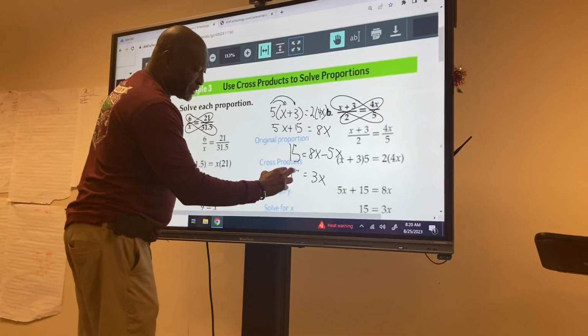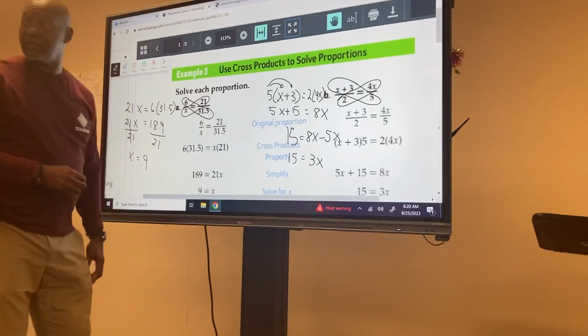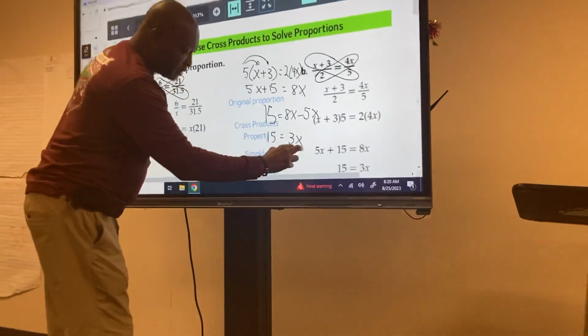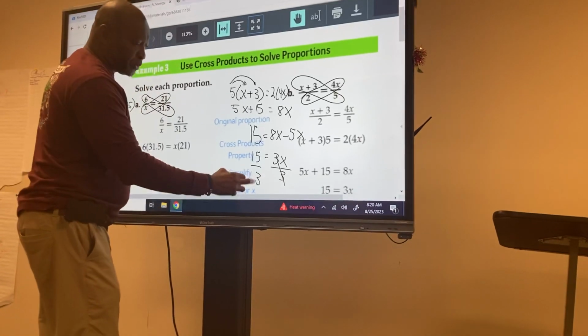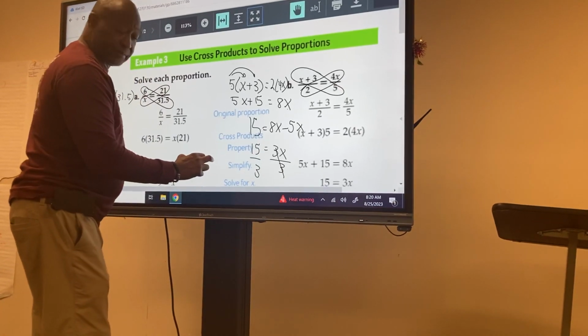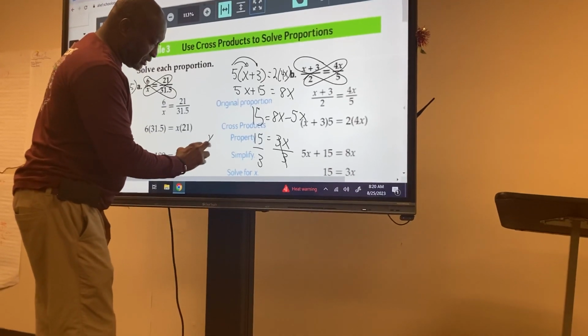And this remains 15. Now this is multiplication. What's the opposite of multiplication? Division. So I'm going to divide by 3 on both sides. How many times will 3 go into 15? 5. So x is equal to 5.